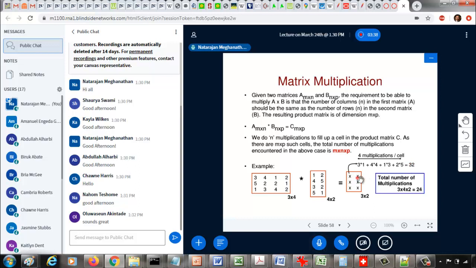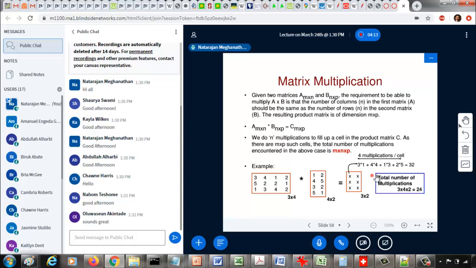Now if you want to get the cell at row 1, column 2, multiply row 1 in the first matrix with column 2 in the second matrix, like what we just did. So 3 times 2 plus 4 times 5 plus 1 times 2 plus 2 times 1. If you want to get the cell at row 3, column 2, multiply row 3 in the first matrix with column 2 in the second matrix, and so on.